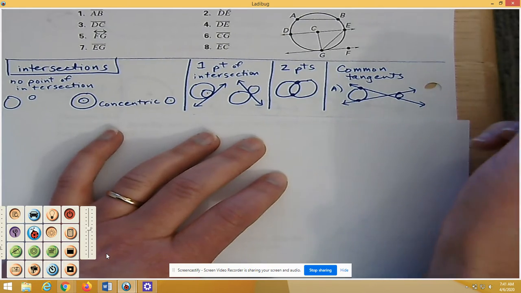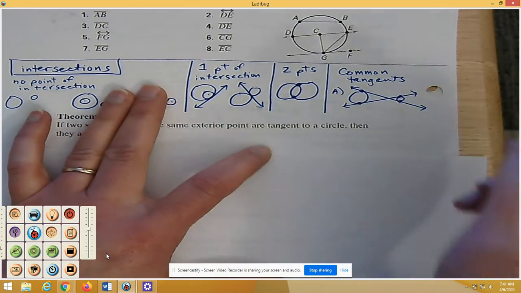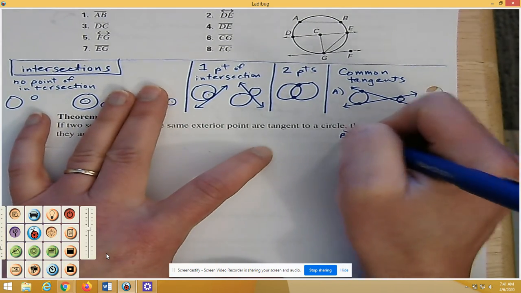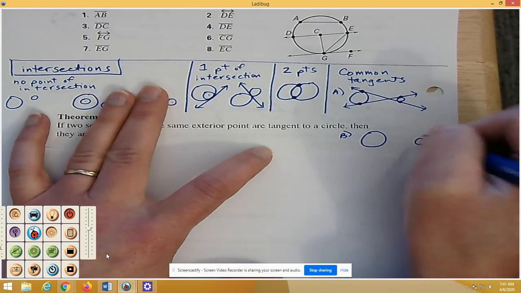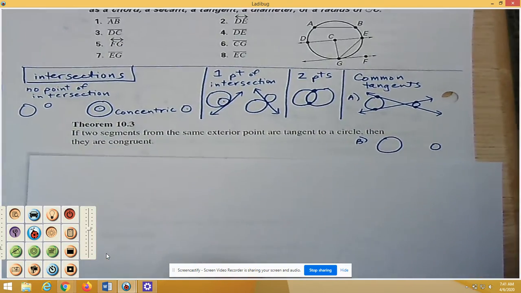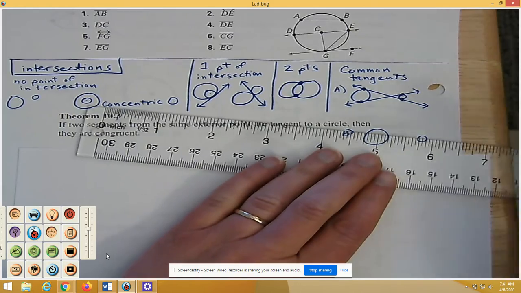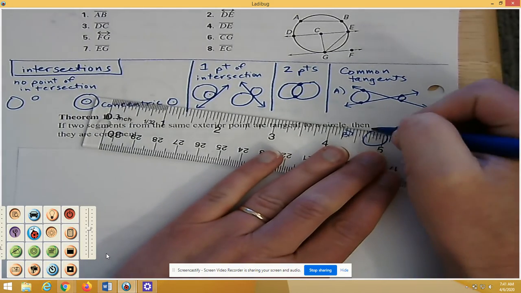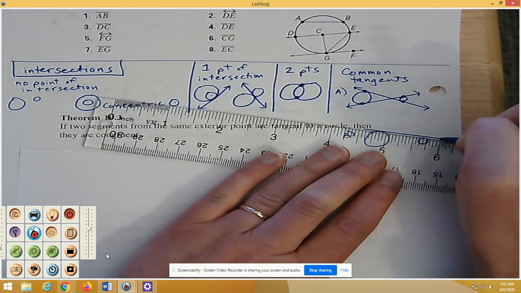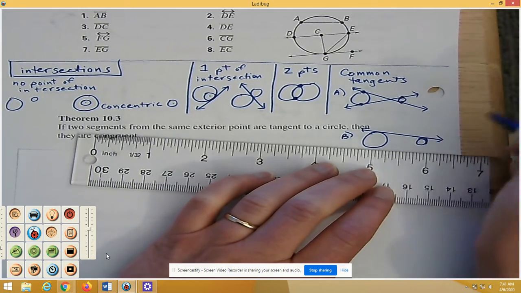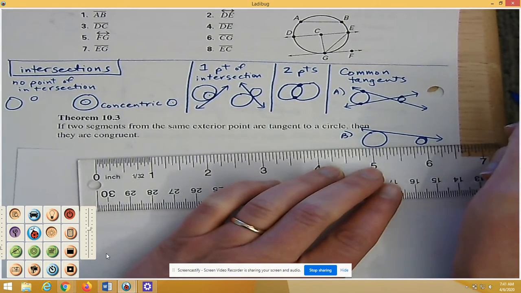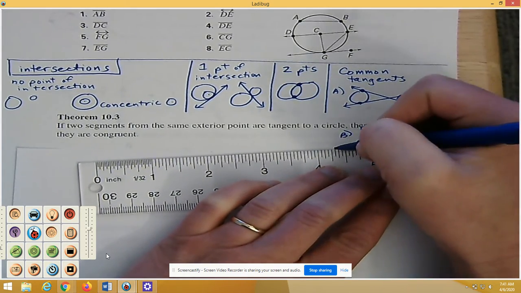All right, and then you could have case B. So I'm going to sneak case B in here. Case B would be similar. So you have a bigger circle and a smaller circle. And I'm going to grab that ruler. What we're going to do is go like this on the outside. So those are common tangents. And if it's not big enough, I'm just going to kind of fudge it. All right, and then same thing here. These are common tangents.